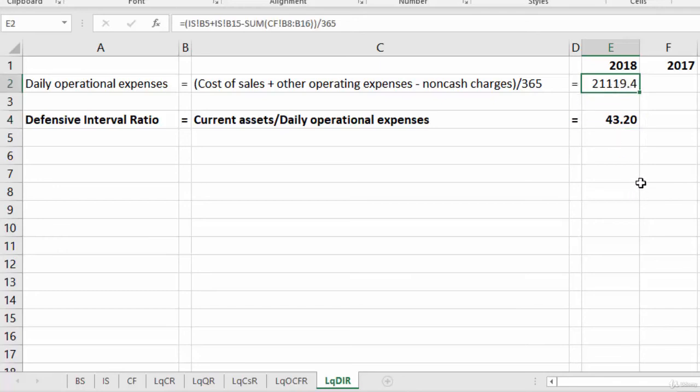So to get the results of 2017, we can simply copy the formula in the adjacent cell, and we will get it for the year 2017, because in all the worksheets 2017 amounts are just in the next column of that of the 2018 amounts. So we can see that the defensive interval ratio was 49.59 in the year 2017, and it is 43.20 in 2018.